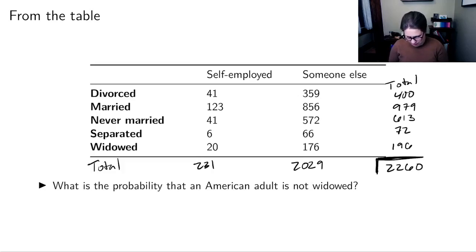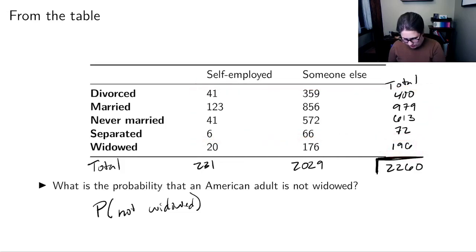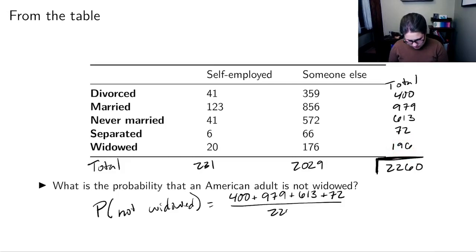We could try and think about the probability that an American adult is not widowed. If we wanted to figure that out, we could add up all of these numbers except for the people who are widowed. So there's people who are divorced, 400 plus 979 plus 613 plus 72. And we're not going to add on the widowed part because that's what we're trying to figure out. Not widowed, 2260, and then add across the top.